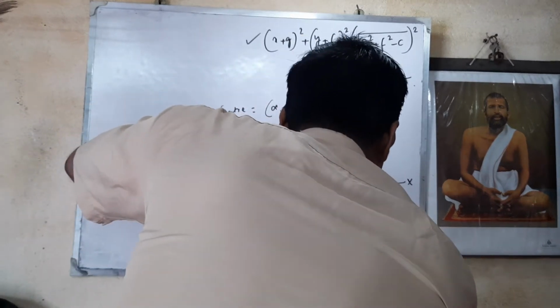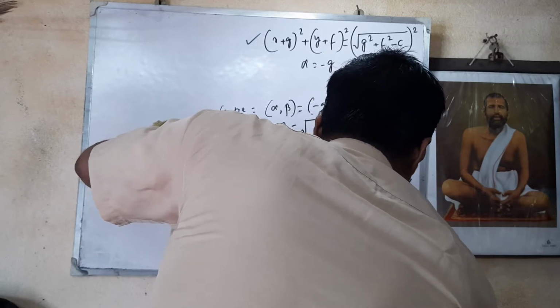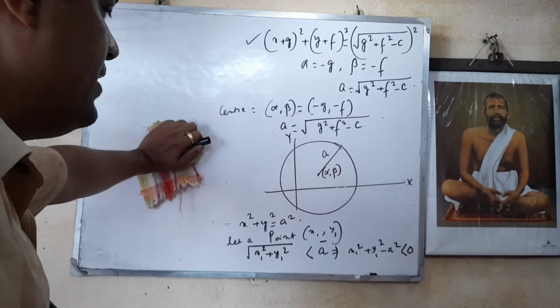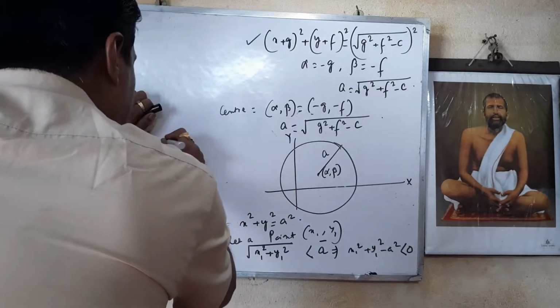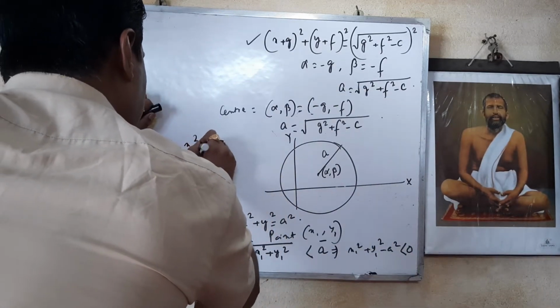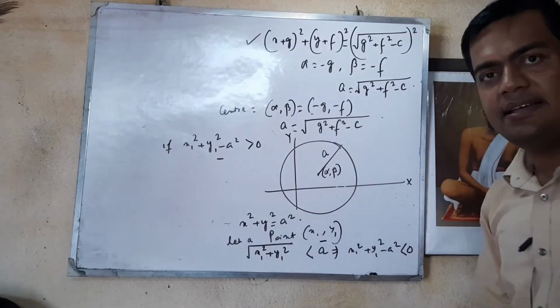That is, if x1 square plus y1 square minus a square is less than 0, then the point remains inside the circle. Similarly, if x1 square plus y1 square minus a square is greater than 0, then definitely the point will remain outside the circle.